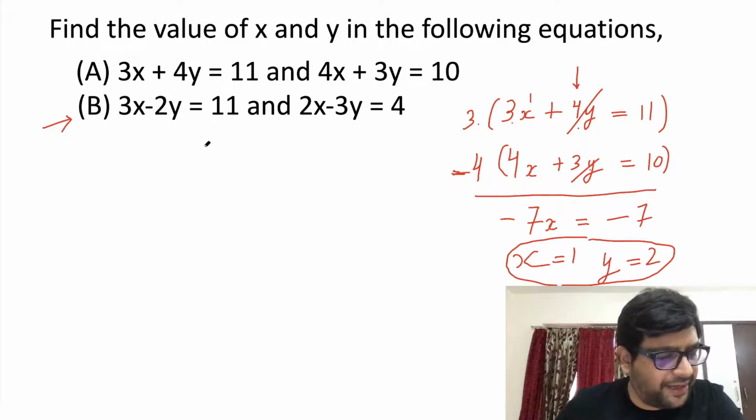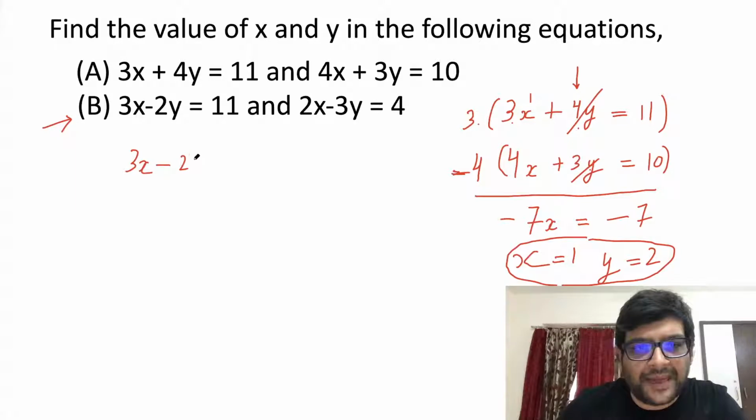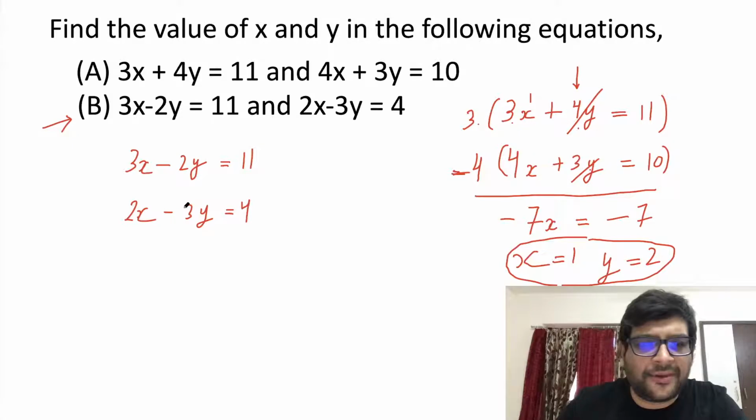Shreya says it's going to be 5 and 2. Let's check if Shreya is correct or not. So I have 3x minus 2y as 11, and I have 2x minus 3y as 4. Now, my goal is to eliminate one of these values.